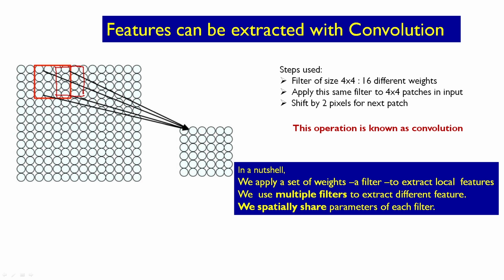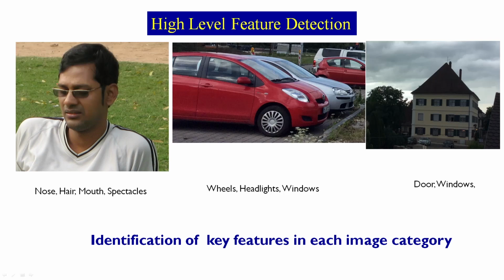This is what I was discussing in the last class. So, in a nutshell, if I have to put things together, we apply a set of weights or filters or kernels to extract these local features, and you can use even multiple filters to extract different features. Features means different things in a picture, we will talk about that, and then you can basically share the parameters with each other.